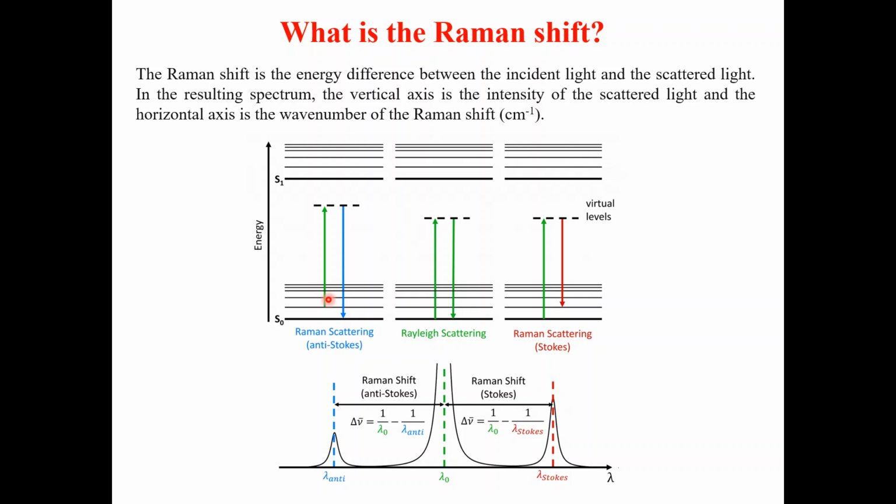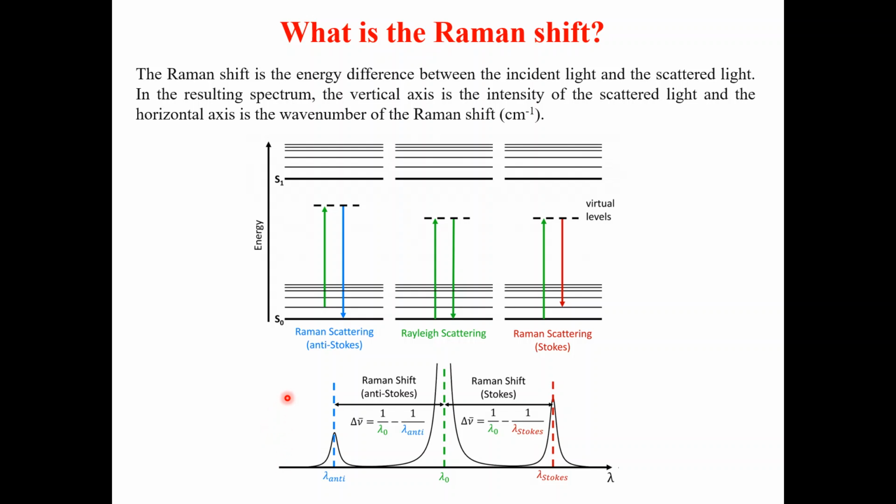To find the energy difference between the incident and scattered light, that is what we call in Raman spectroscopy the Raman shift. In the resulting spectrum, the vertical axis, which we take along the y-axis, of the scattered light is taken as the intensity. You don't see it here, but normally we put it along the y-axis and note it as intensity, and along with intensity we put our arbitrary units.